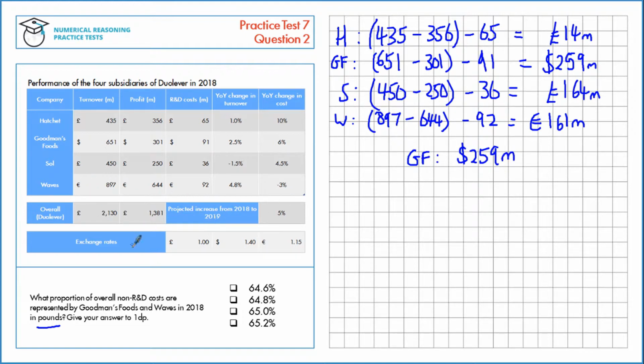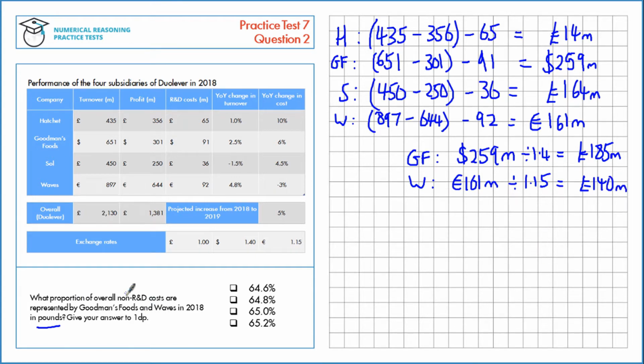We've got the exchange rates here. So $1.4 is £1, so we divide by 1.4 to get 185 million pounds. The same thing for Waves. We have 161 million euros, and we'll divide by 1.15 to leave us with 140 million pounds.